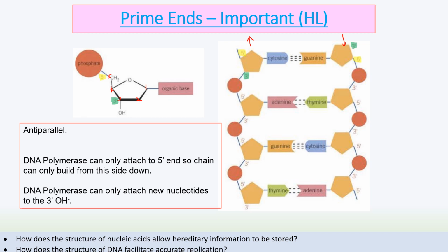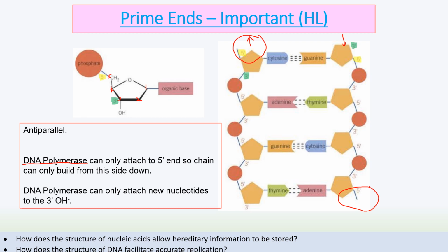So we call this anti-parallel because we base it on the direction of the 5' end. Now this is important because an enzyme we're going to talk about when we do DNA replication, called DNA polymerase, can only attach to the 5' end of the DNA chain. So what that means is the DNA polymerase, which is essential for making new strands of DNA, can only attach effectively here, or on this side can only attach here.